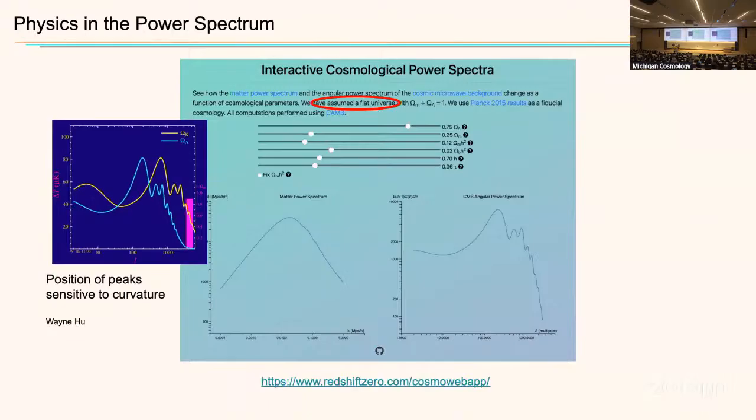Okay, so hopefully you've spent a little bit of time with the tool so far, playing with the bars. One thing the tool lacks is varying the curvature parameter. They assume a flat universe. So I put in this little GIF that shows you what would happen to the power spectrum if you were to vary the curvature parameter. Does anybody know why it looks like this?